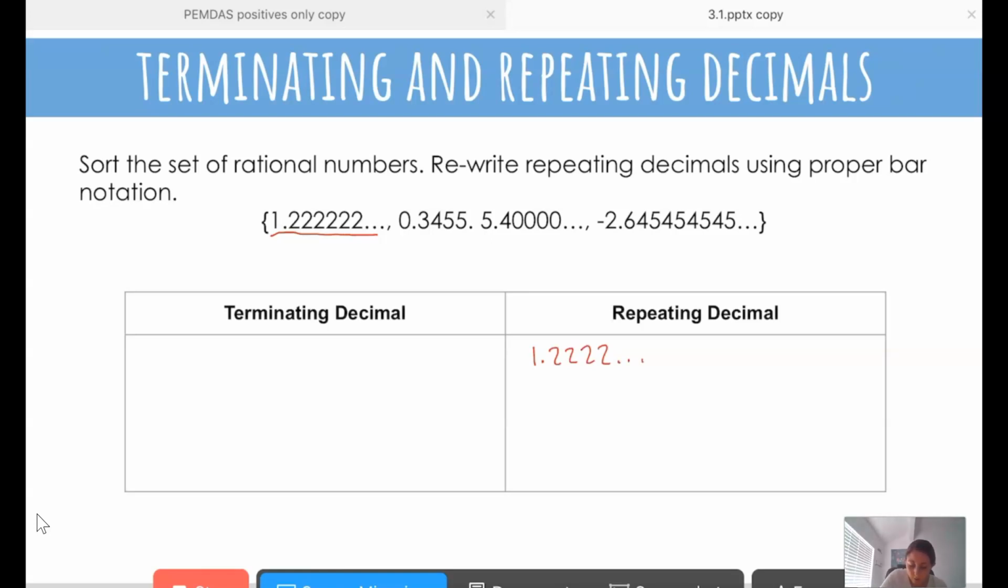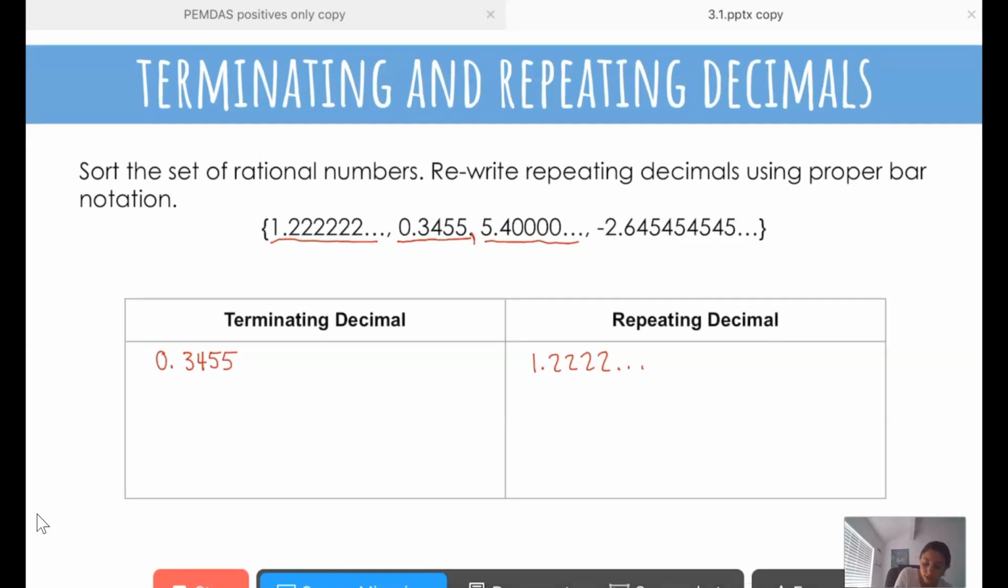Then we have 0.3455, and it stops. So that is a terminating decimal, but it is still considered a rational number. Remember, all terminating and repeating decimals are considered rational numbers because they can be written as a ratio. Next, we have 5.400000, and the zeros repeat. So although we have a digit that is repeating here, the digit that repeats is 0. Since the digit that repeats is 0, it's actually considered a terminating decimal because we could just rewrite it as 5.4 without the repeating zeros. So that's a tricky one.